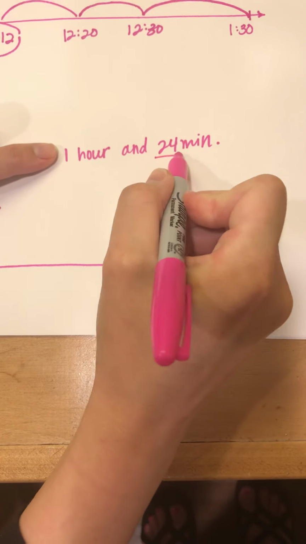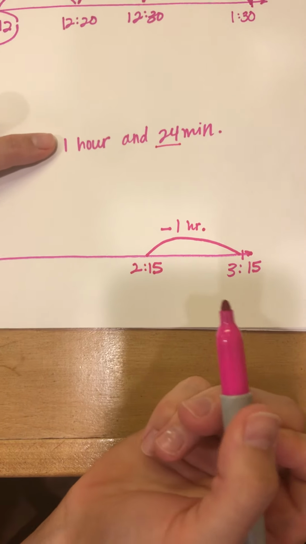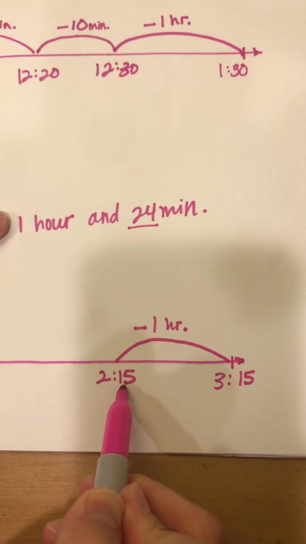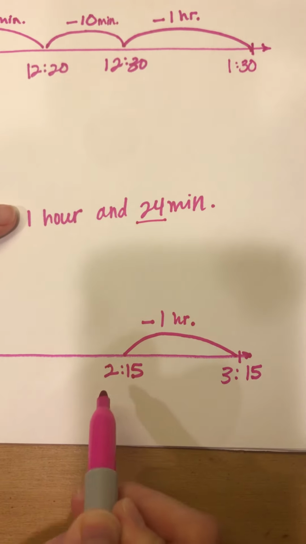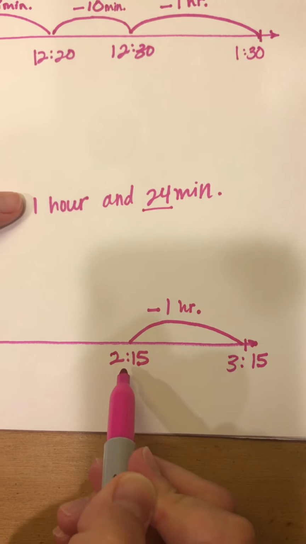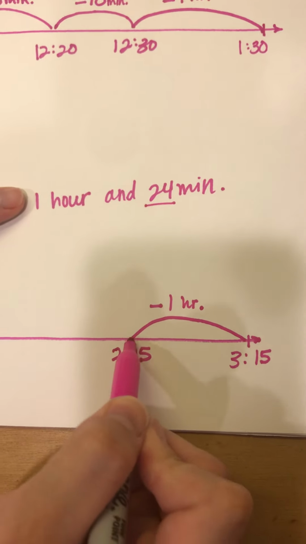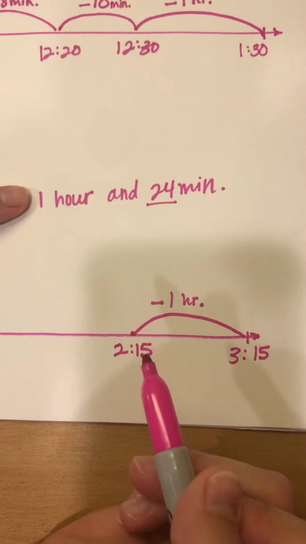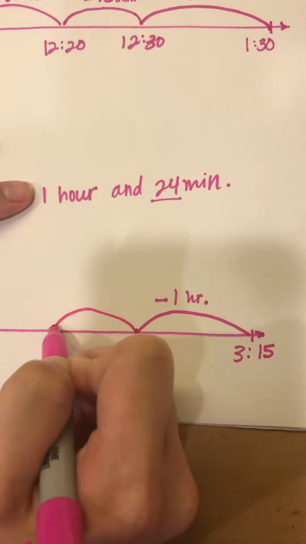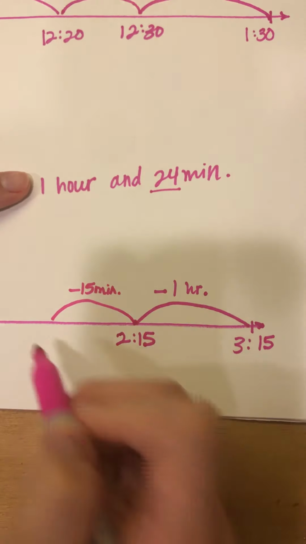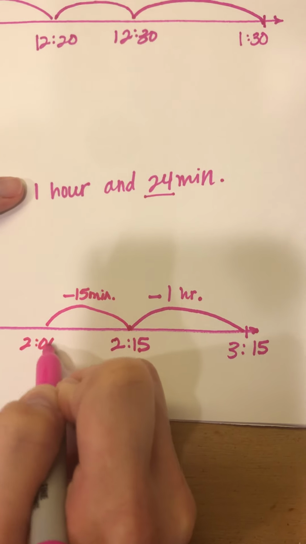Now I've got 24 minutes. I can break that up however I want. Now I want you to take a look at 2:15. I'm going to try to get myself to 2 o'clock. So what do I need to subtract to get myself to 2 o'clock? Would be 15 minutes. And again, you can break this 24 minutes up however you want. So if I subtract 15 minutes, that gets me to a nice even 2 o'clock.